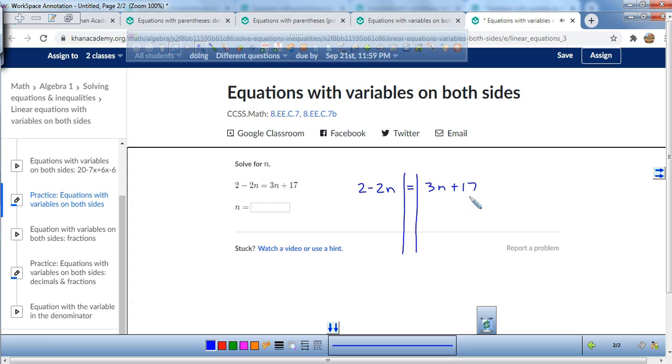Let's move all the variables to one side. How do we do that? How do we isolate them? Well, I have 3 n's here. I got negative 2 in here. Well, I got more on the right side, so I'm going to move everything to the right side this time. No, I'm not fast-forwarding the video. I'm just moving a little bit faster this time.